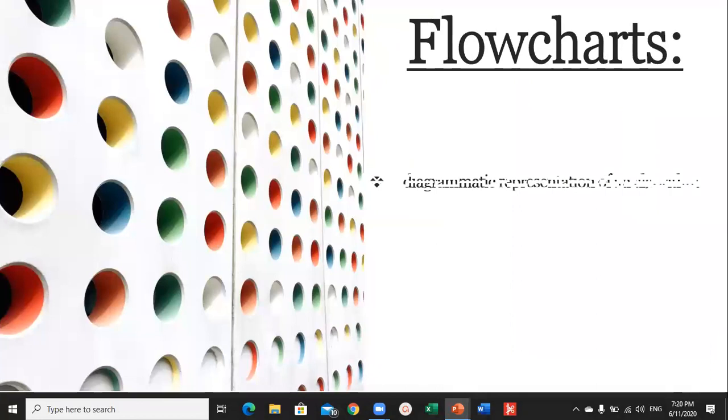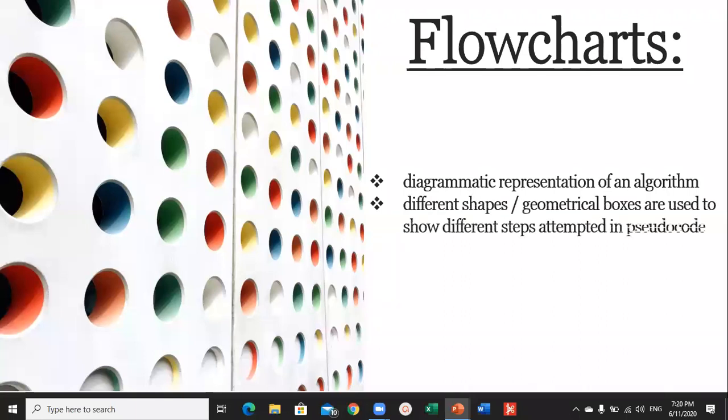What about a flowchart? It is a diagrammatic or graphical representation of an algorithm. Not only text, but a few geometrical shapes or diagrams are also included. Different shapes and geometrical boxes are used to show the different steps attempted in pseudocodes, and these shapes and boxes are connected with each other with the help of different arrows.